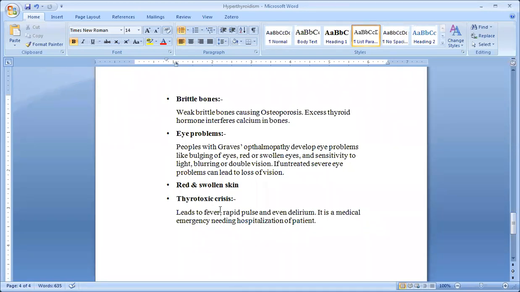Okay, thyrotoxic crisis means what? It leads to fever, rapid pulse, even delirium.